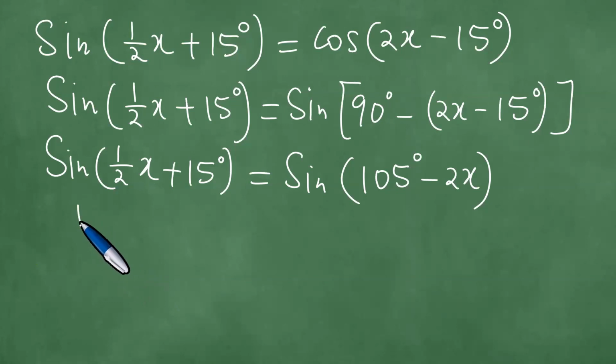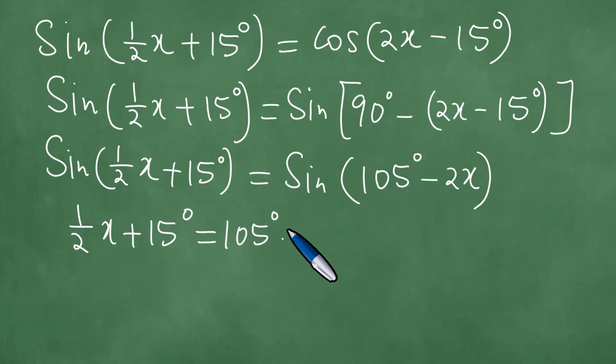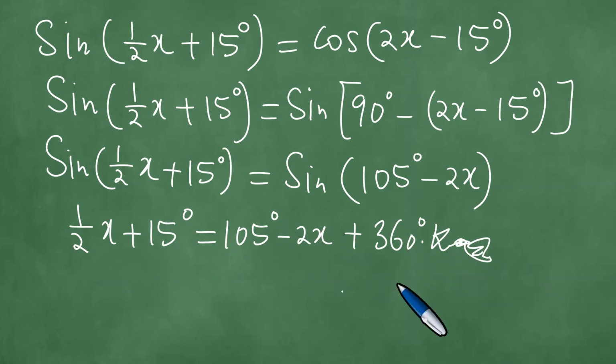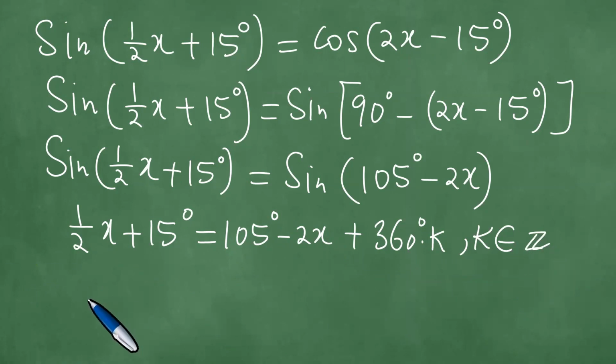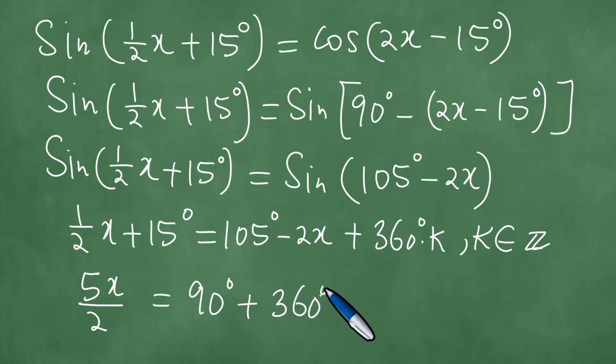And what is this? So this is exactly 1/2 x plus 15 degrees is actually equal to 105 degrees minus twice x plus 360 degrees times k, where k is an element of the set of integers. Right, k is an element of z, like so. And what then do we get out of this? So what we get out of this is the fact that 2x transposed will give us 5x out of 2. And this is equal to 105 minus 15, which is 90 degrees plus 360 degrees times k, where k is an element of z, like so.